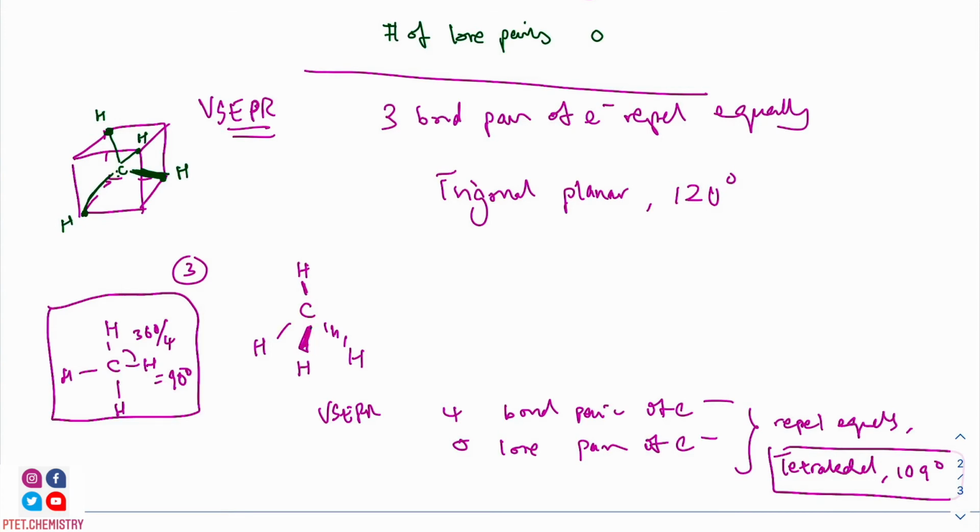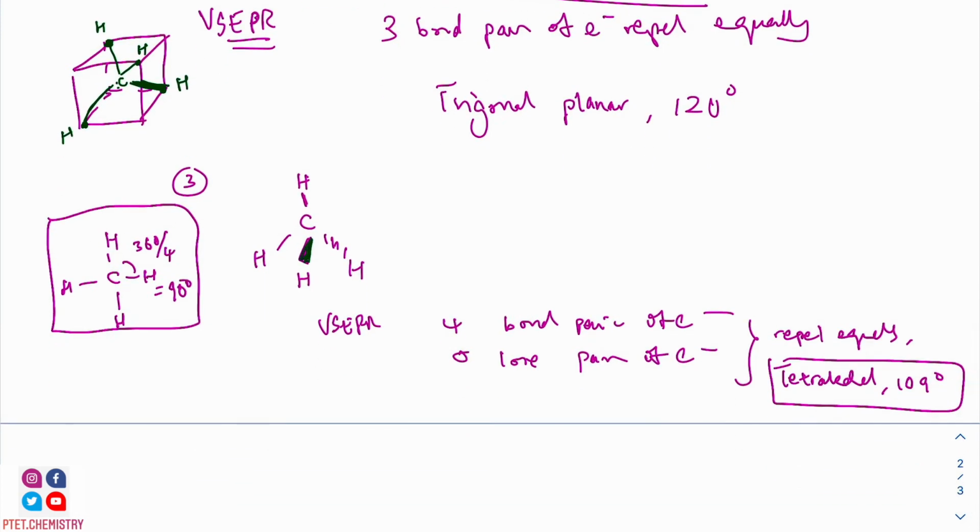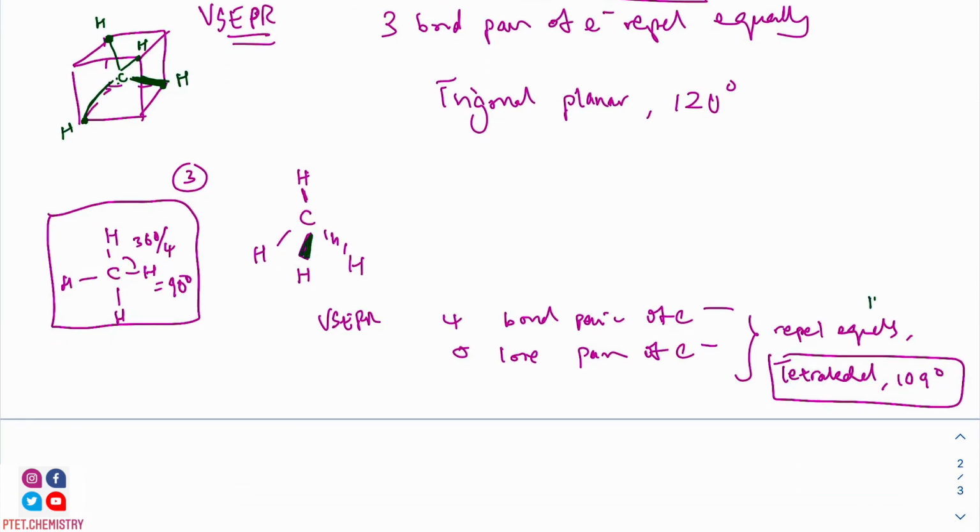We draw them as wedges like that. That is pointing at you right in the eye. These two are flat in the screen or the paper. This is pointing away from you, okay? So that's what we call tetrahedral, 109 degrees. I know it as 109 degrees. I know some books will have put it down as 109.5 degrees. That's entirely fine as well. So 109 degrees, 109.5 degrees. It's really up to you which one you prefer. To be honest, I don't think there's much difference.